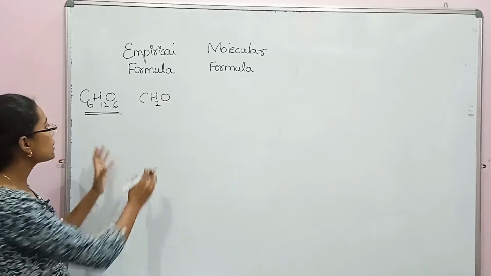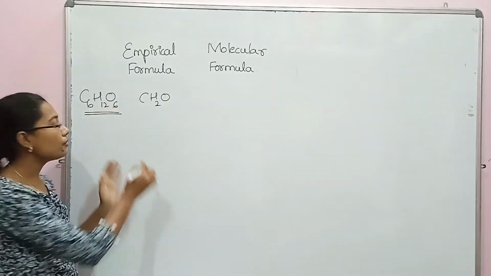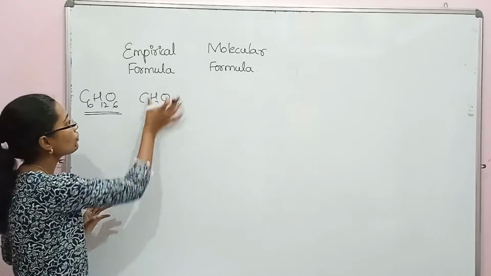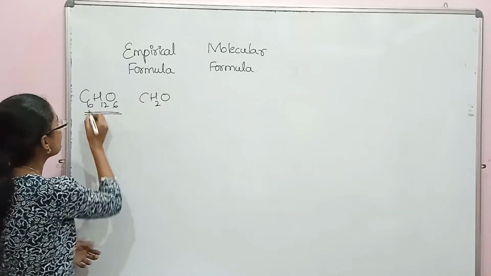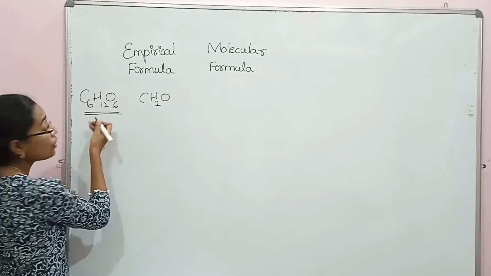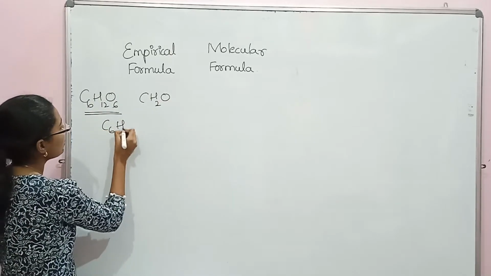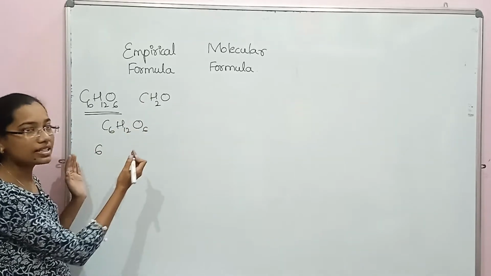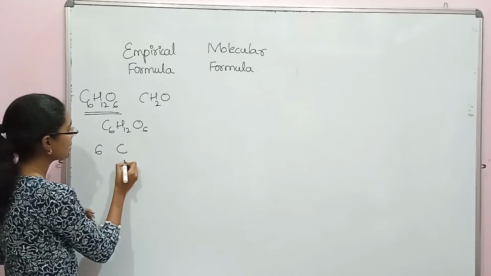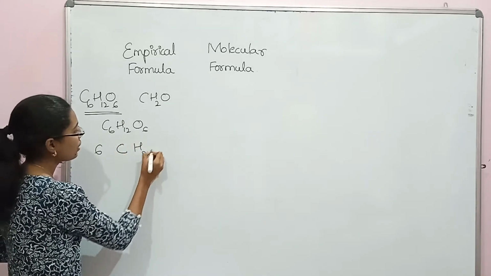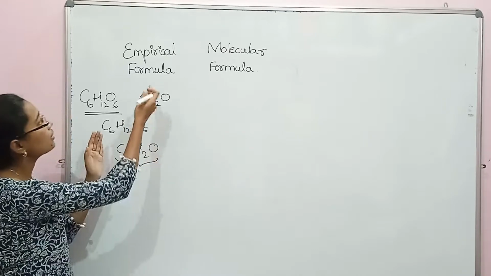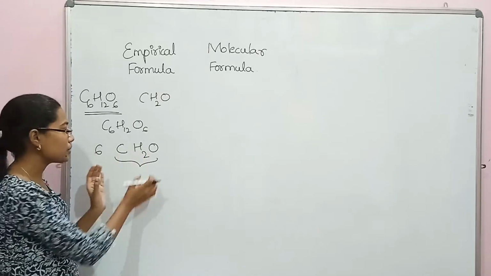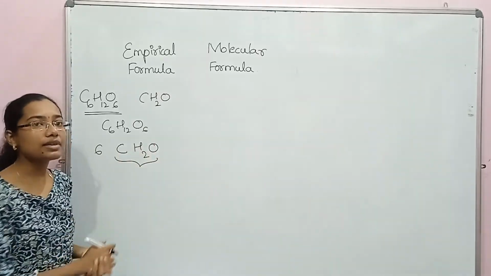Here, the empirical formula is not giving the exact number of atoms present in that molecule. It only tells the ratio of these atoms. What is the ratio here? If you take C6H12O6, you take the 6 out, since 6 is common here. Then it will become CH2O. This is how we take the empirical formula. This only gives the ratio at which these different atoms are present in that compound.